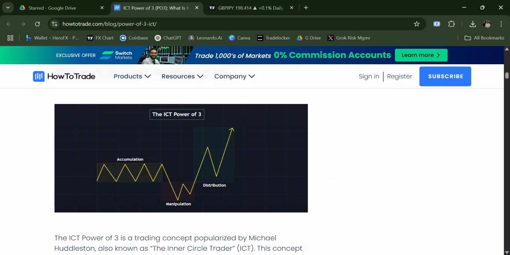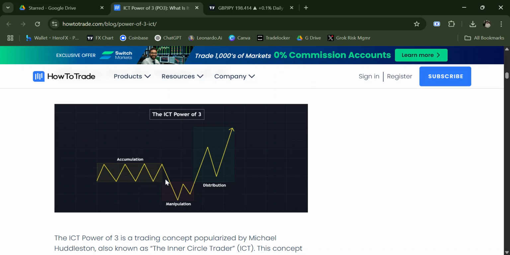So this is the ICT Power 3. It's just the concept of three types of price movement that we're looking for. Accumulation, which is a range. A manipulation, which is like a fake out, however you want to put it. So people call it a stop hunt, whatever you want to call it. And then distribution, whereby price shoots up against the prior move and just kills everybody who went short. Okay, so see this? We got accumulation, 1, manipulation, 2, distribution, 3. Okay, Power 3. Easy, right?